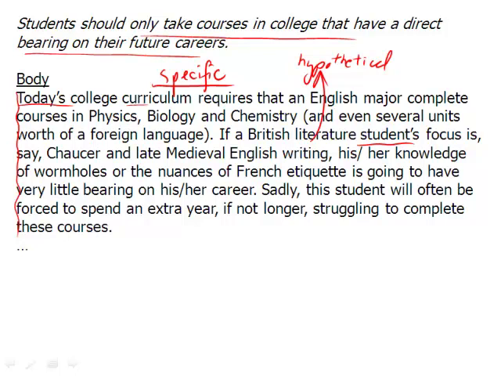So let's start from here. After this introductory sentence, I have, if a British literature student's focus is, say, Chaucer and late medieval English writing, his or her knowledge of wormholes or the nuances of French etiquette is going to have very little bearing on his or her career. Sadly, the student will often be forced to spend an extra year, if not longer, struggling to complete these courses. See how specific that is? I'm communicating that same point that was very vague and general, but now it's not general and it becomes a lot more persuasive.